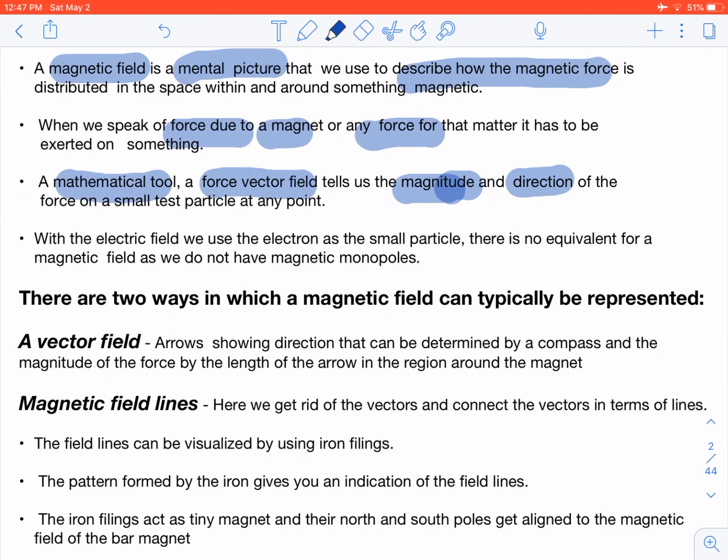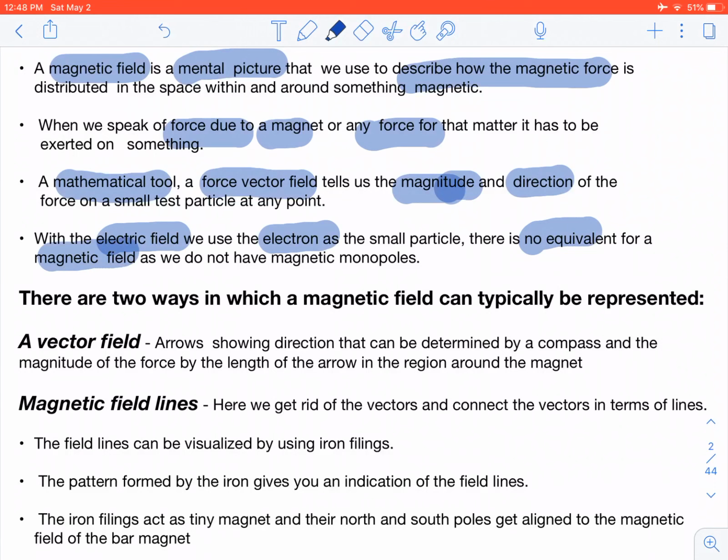With the electric field, we use the electron as a small particle, right? There is no equivalent for this in a magnetic field, as we do not have magnetic monopoles. Now, as far as magnets are concerned, you always have a north pole and a south pole. You cannot have a north pole existing on its own and a south pole existing on its own.